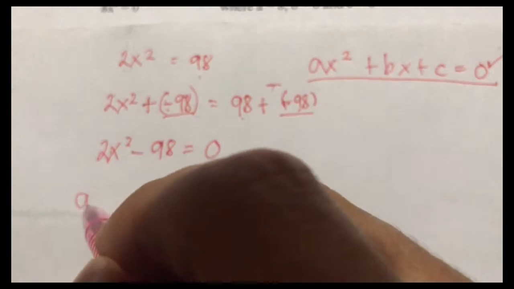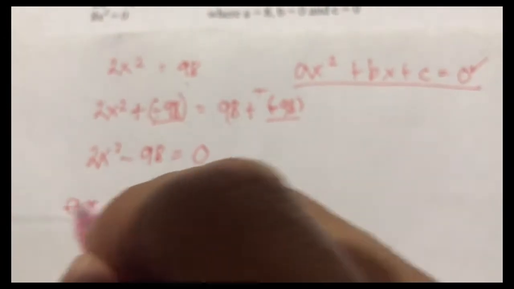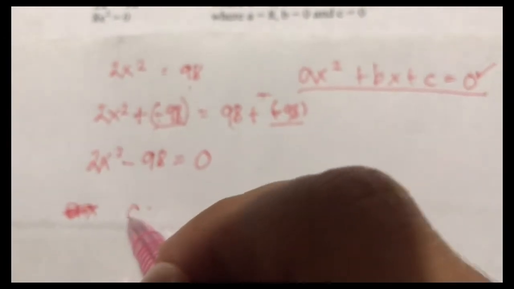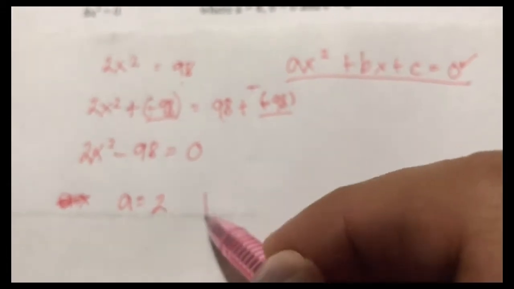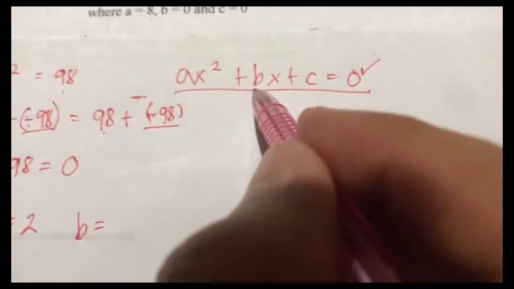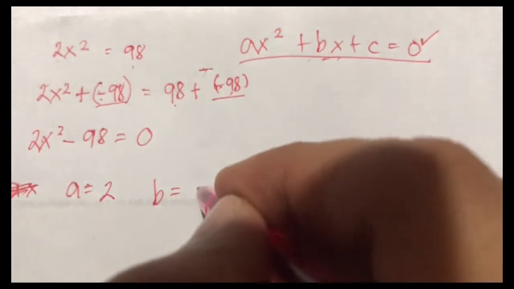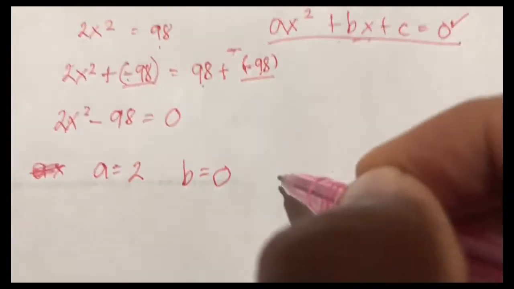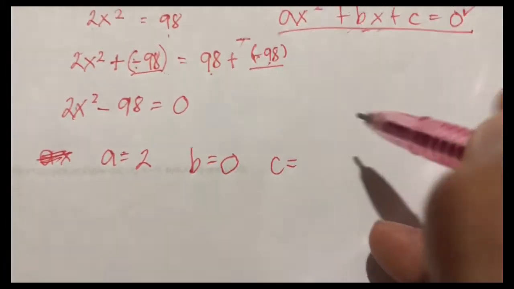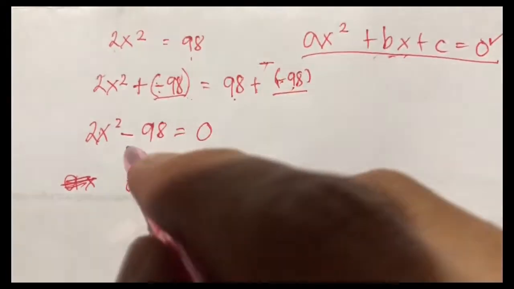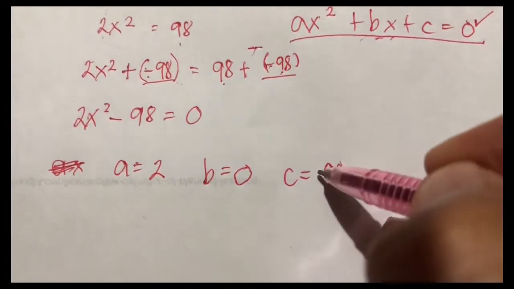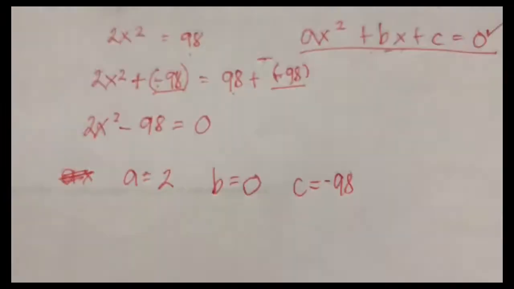That's why our A here is equal to 2. B is wala naman yung x, katabi ng x, therefore susunod natin 0. And our constant term C is negative 98. We need to consider the sign kasi negative yon. Okay?